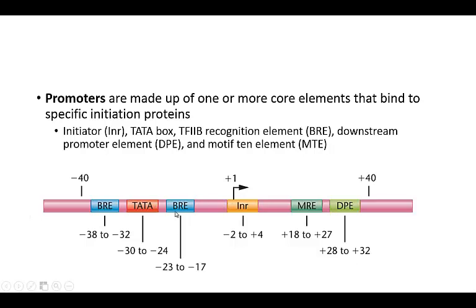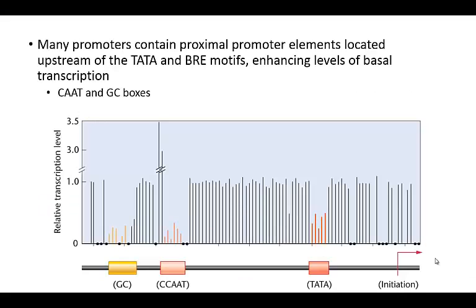These can all be located either upstream of that particular gene or within the gene itself, usually pretty close to the start. If you look at the gene itself, you can look at the relative transcription level if you were to mutate some of the regions of this particular gene. In this case, here's the initiation site. Here's the TATA box. Here are some upstream regions we call proximal promoter elements, the CAAT and the GC boxes. If you were to do a mutation and block these, you can see the relative transcription level would be turned off quite a bit.